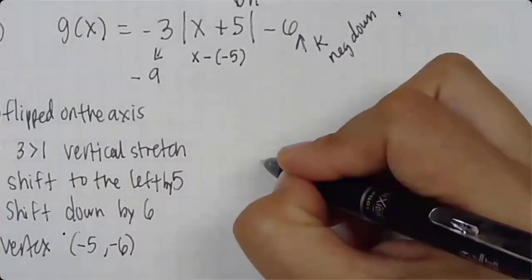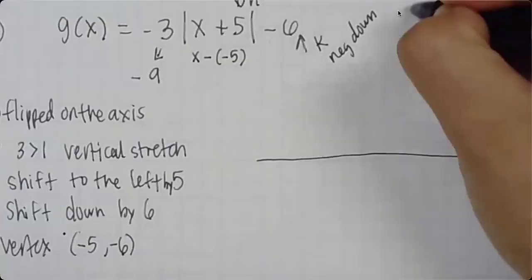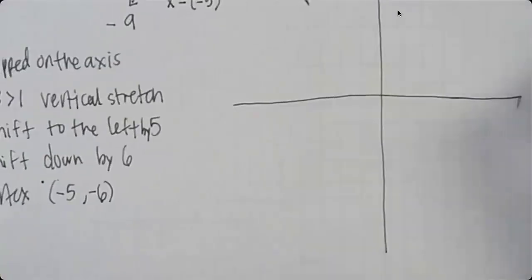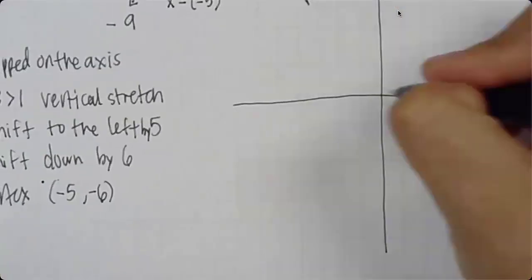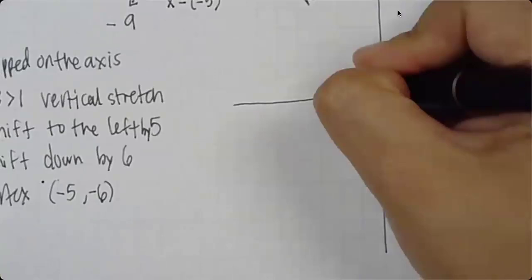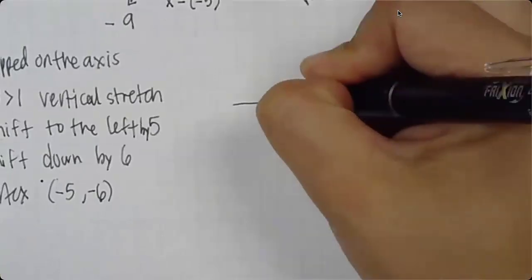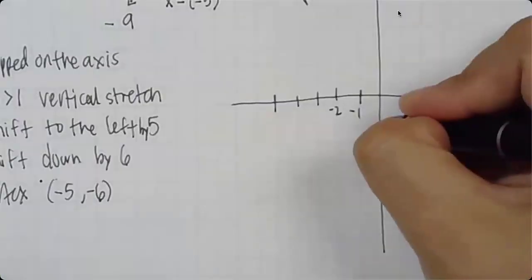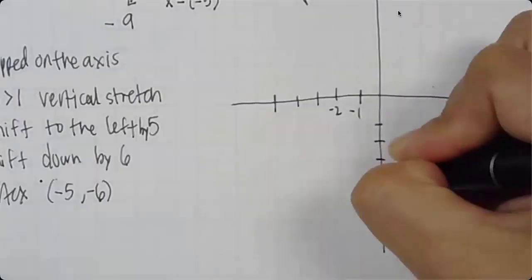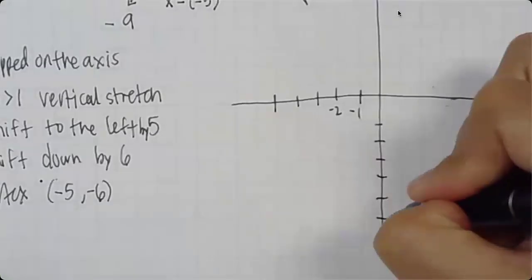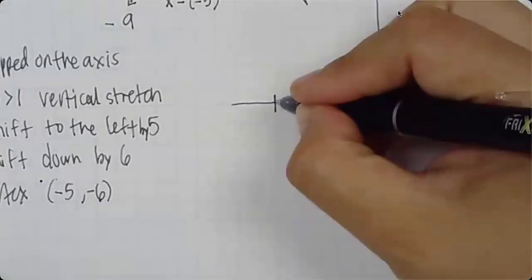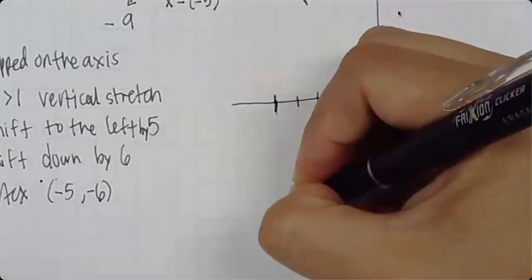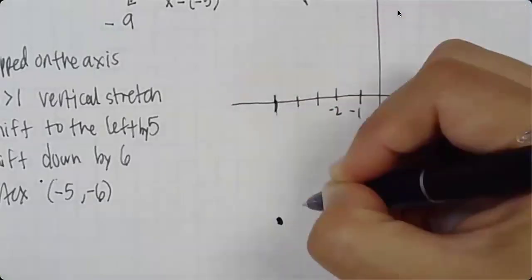graph. So I'm going to draw, okay? This is my x-axis, this is my y-axis, right? This is -1, -2, -3, -4, -5. And then I need to go down 6, 1, 2, 3, 4, 5, 6. So I'm at -5, right? Shift left to -5, down to -6. This is my vertex.